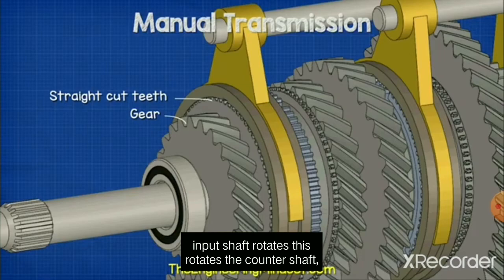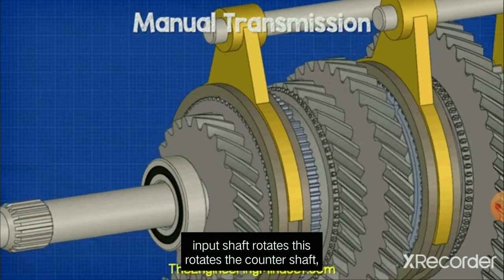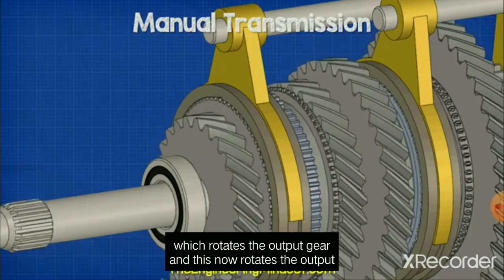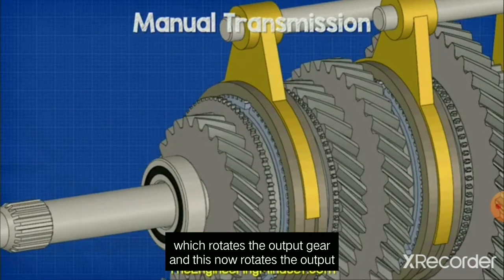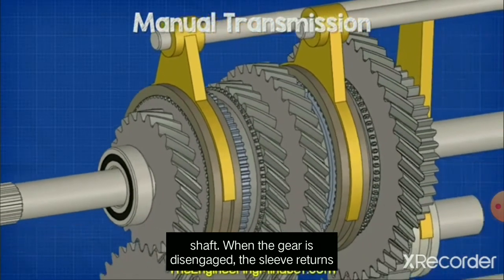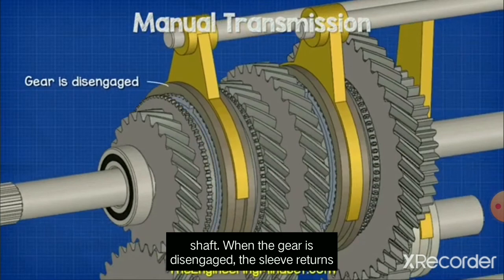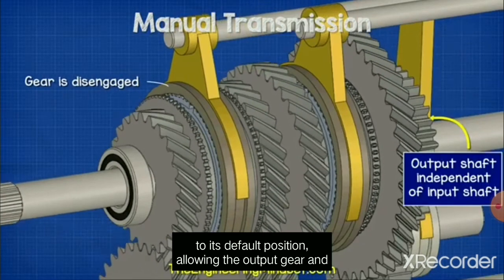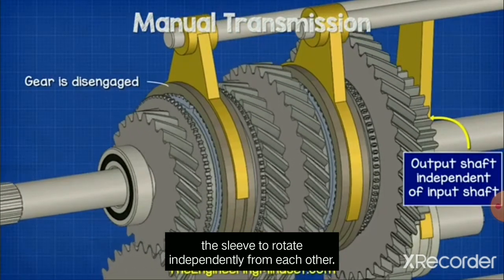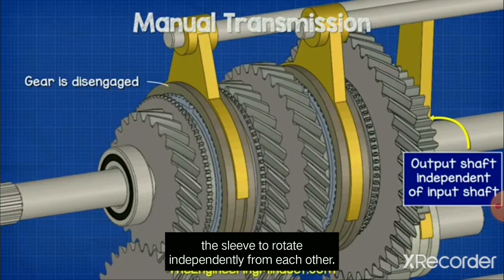So, when the input shaft rotates, this rotates the counter shaft, which rotates the output gear, and this now rotates the output shaft. When the gear is disengaged, the sleeve returns to its default position, allowing the output gear and the sleeve to rotate independently from each other.